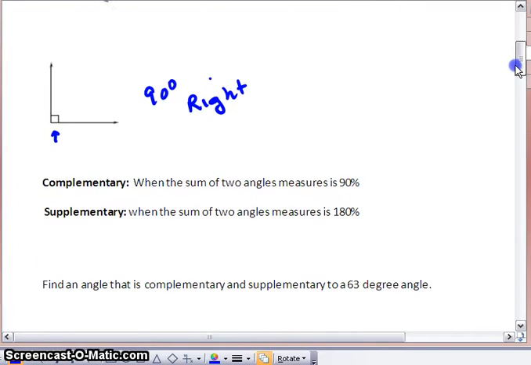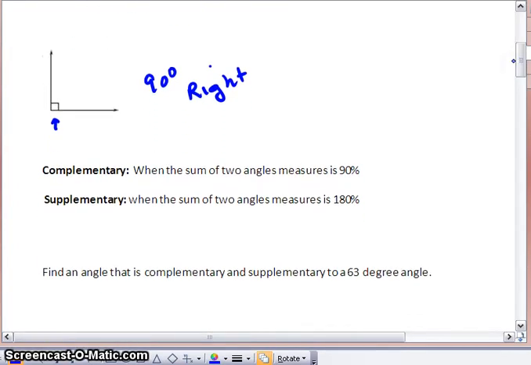All right. Now let's think about a couple of other definitions. One is complementary. When you have complementary angles, let's create one here. Right here we have one angle, and then we're going to create another one here. And these two angles together, when you add them together, form a right angle. And we call these complementary.